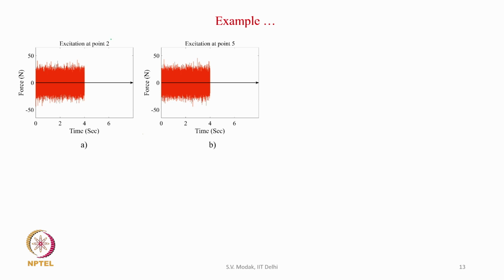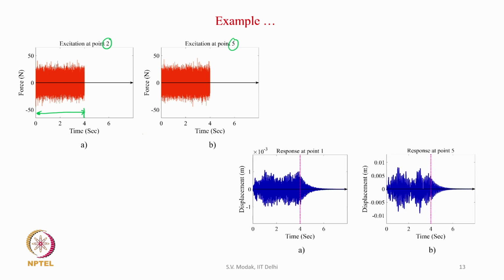So, you can see this is the excitation at point 2, this is the excitation at point 5, and what we note is that from 0 to 4 seconds the excitation is applied, and it is a random excitation. And then after 4 seconds the excitation is stopped. So, there is no excitation applied after 4 seconds. So, what kind of response does such an excitation result in?